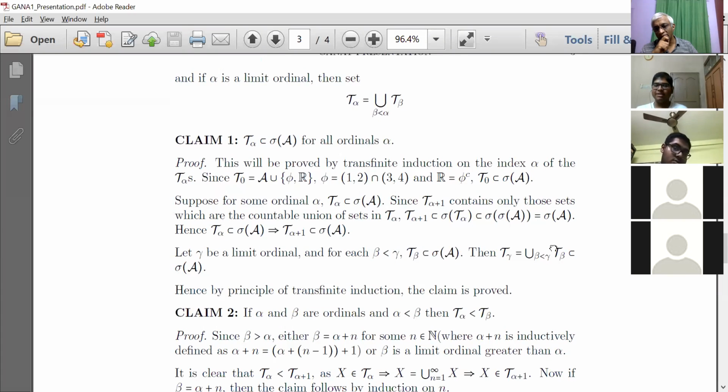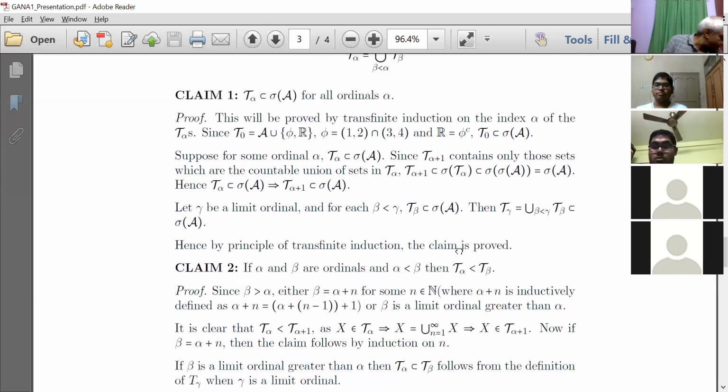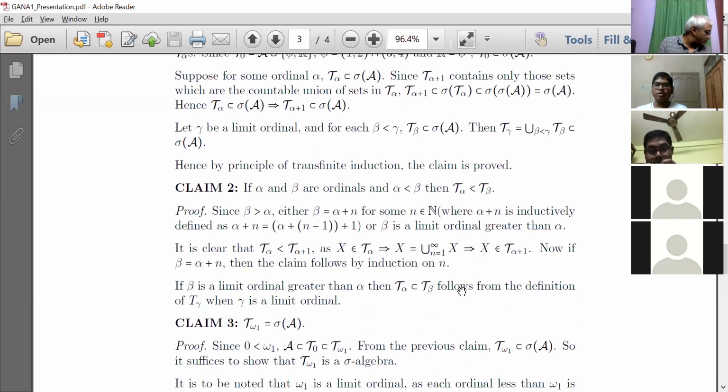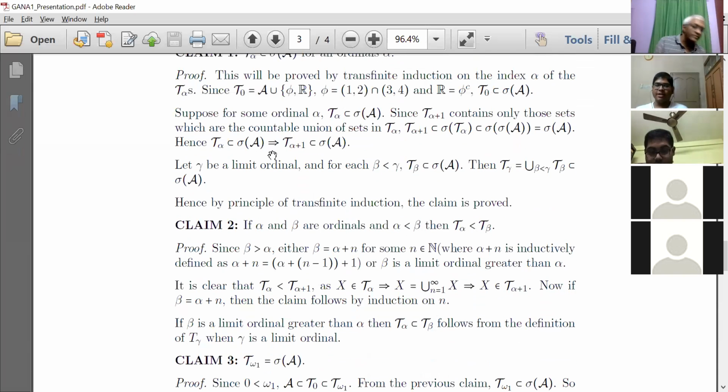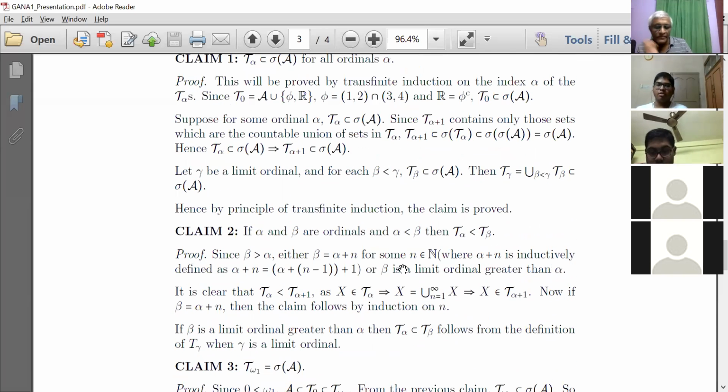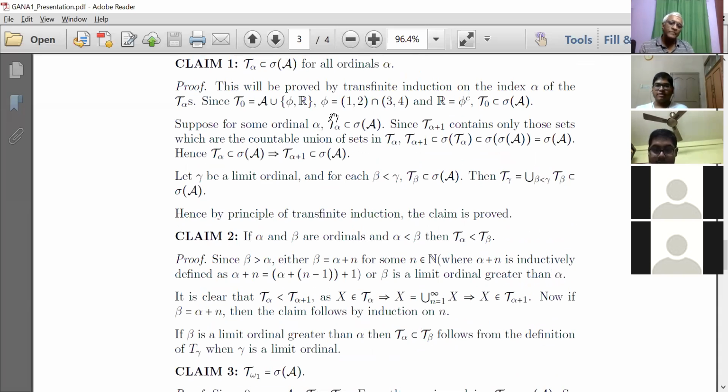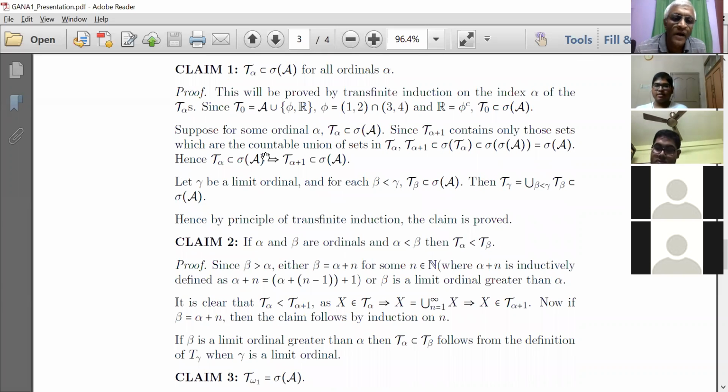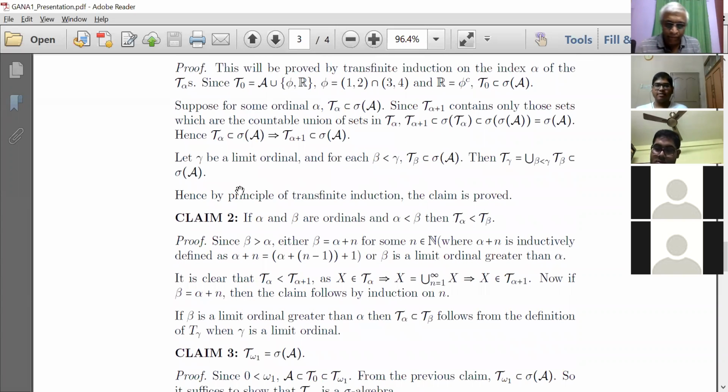Each of these T of beta is contained in the sigma algebra generated by A. I see. So the union must be contained in the sigma algebra generated by A. Okay, never mind. Yeah, sorry. My bad. So by transfinite induction, this claim is proved, since we have proved the base case, the successor ordinal case, and the limit ordinal case.